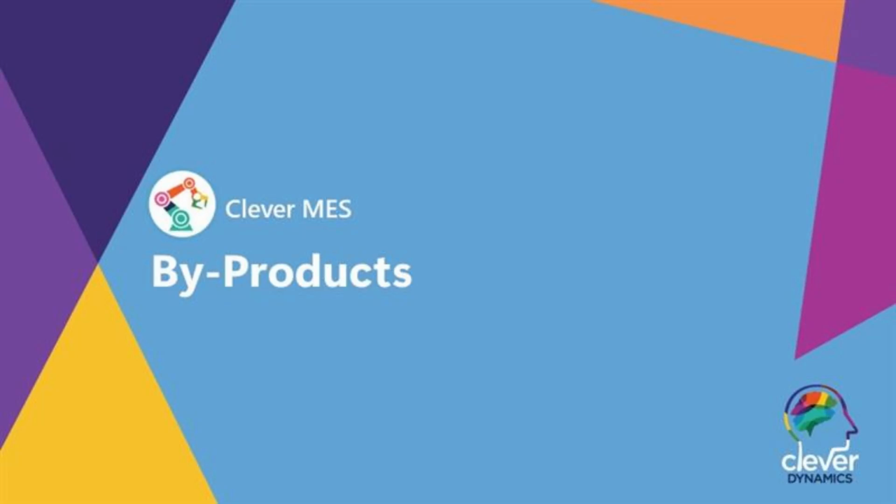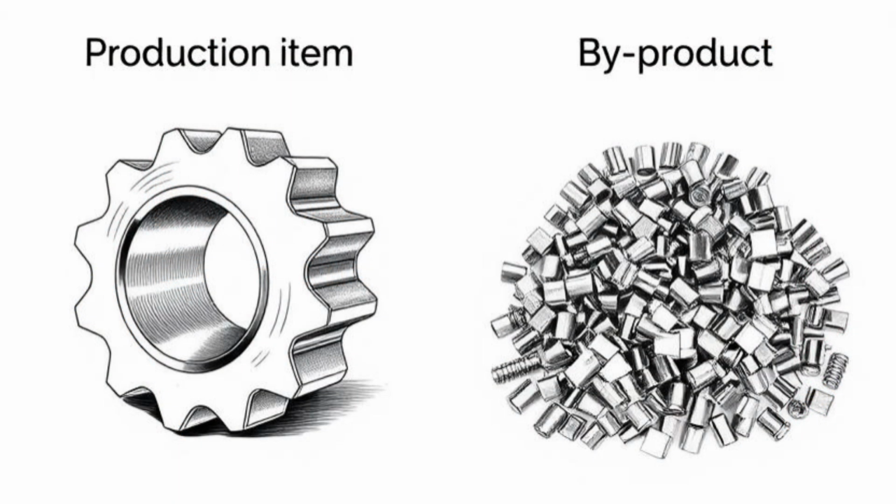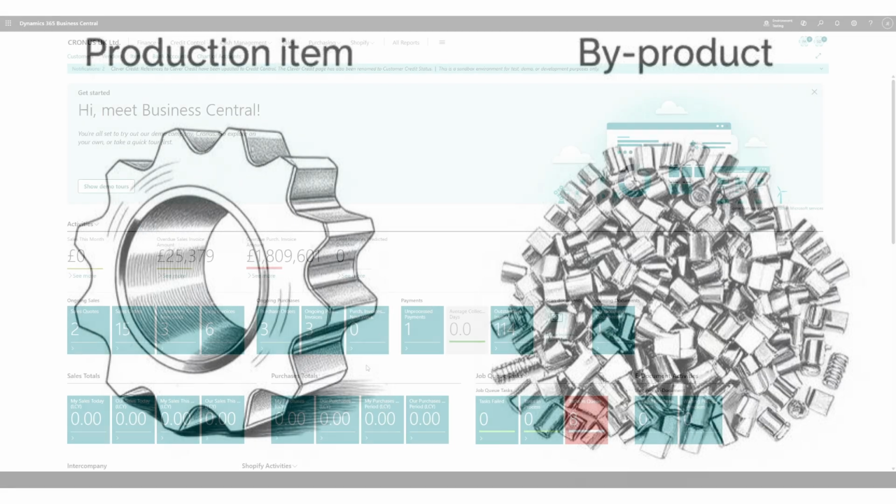In this video, we're going to take a closer look at byproducts within MES and Manufacturing Plus within Business Central. Byproducts are the secondary outputs produced during a manufacturing process. For example, scrap material, reusable offcuts, or co-products that can be repurposed or sold. Properly tracking byproducts ensures more accurate costings, better inventory control, and visibility into what is really coming out of your production process, not just the finished item.